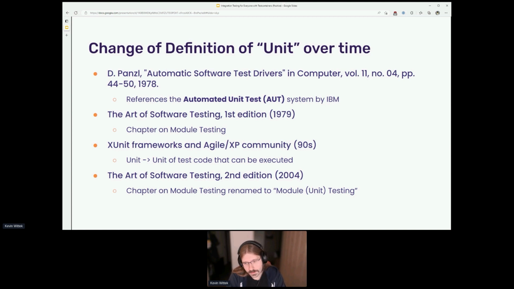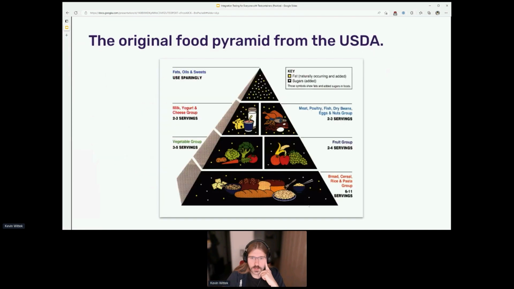And then something interesting happens in 2004. The second edition of the Art of Software Testing book comes out. And here we have a chapter on module testing, still, but it gets renamed to module unit testing. So it seems that's how the term unit crept into our nowadays understanding and definition.